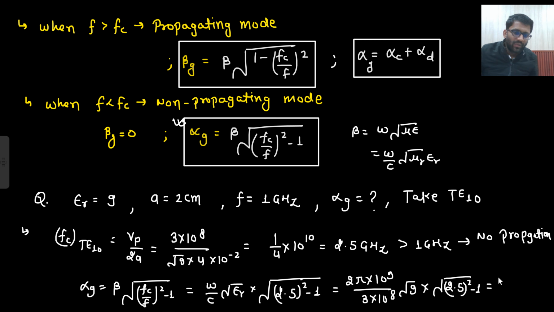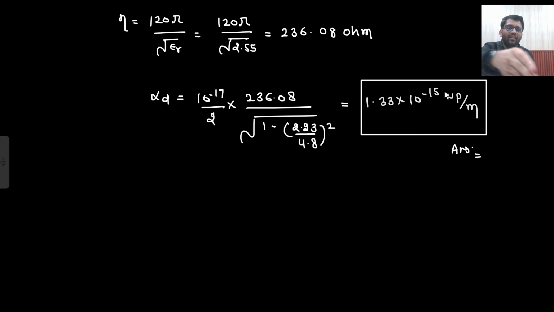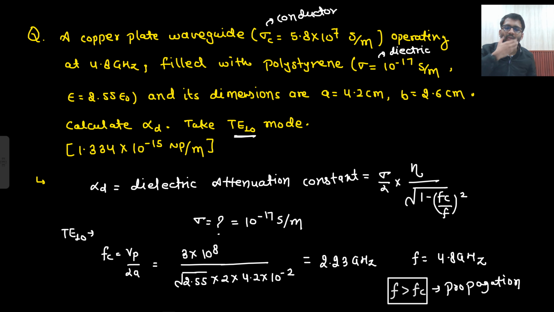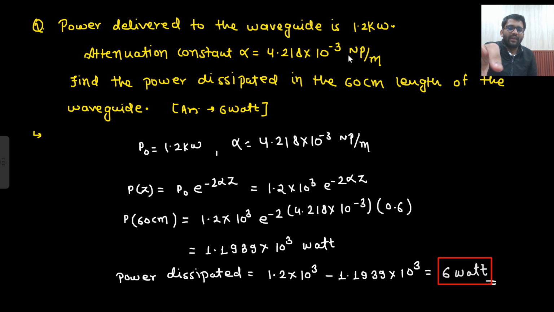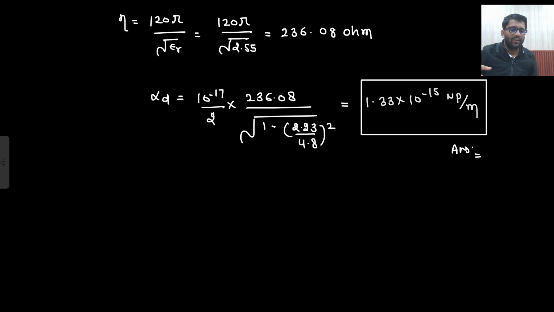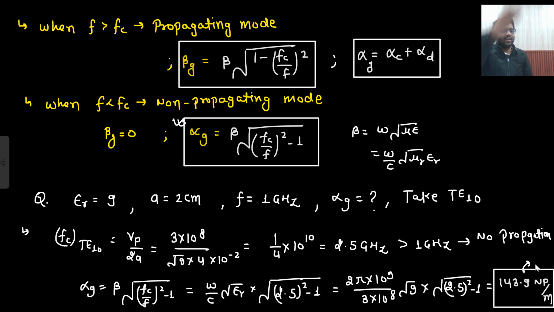So it is coming out to be 143.9 Neper per meter. This is the answer here. This is the attenuation constant. Okay, you can see very high value it is coming. When I calculated alpha d, 10 to the power minus 15, in some of the questions alpha c was also given, like here attenuation was in some 10 to the power minus 3, but what you are getting here is very high attenuation, 143.9. That means it will be attenuated very fastly.